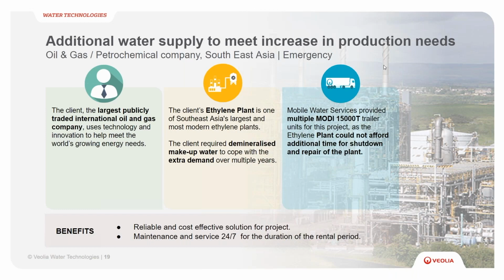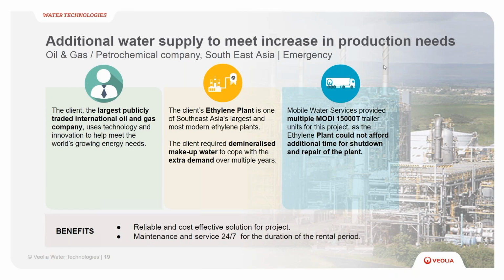This site is based in Singapore. It's one of the client's largest ethylene plants in Southeast Asia, and extremely modern. But actually, their process water plant was not that modern at the time. So the client required demineralized water to make up for some extra demand they had over multiple years, and they didn't have time to stop the plant and build a fixed plant.